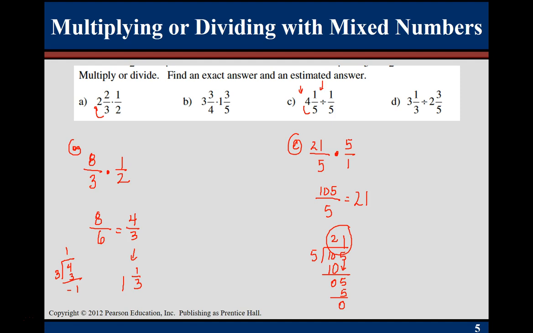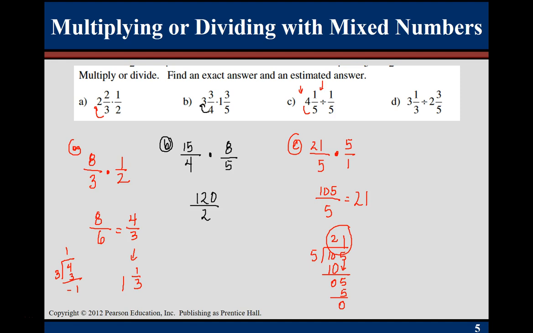For letter B, I would need to change 3 and 3/4 to an improper fraction. 4 times 3 is 12, plus 3 more is 15. Keep the same denominator. 1 and 3/5, well, 5 times 1 is 5, plus 3 more is 8. So I have 8/5. Multiply straight across, and I get 8 times 15, which is going to be 120.